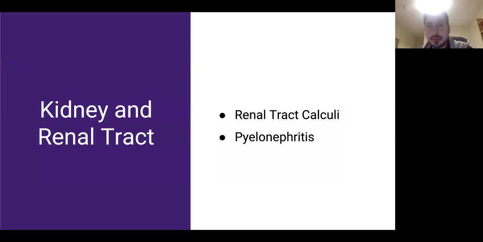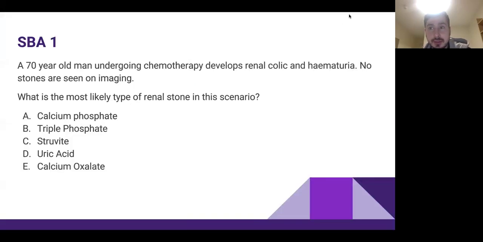So for the purposes of time in regards to the SBA, I'll just give around 20 seconds to answer it and I'll just move ahead. We're not going to do any polls or anything like that. So let's start with the kidney and renal tract, and we're going to start with an SBA.